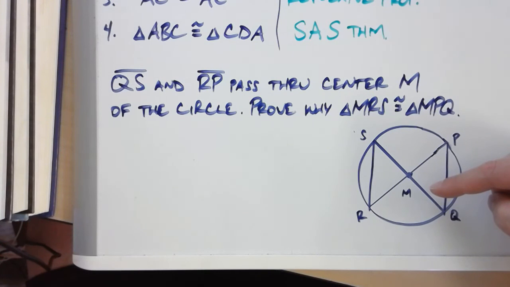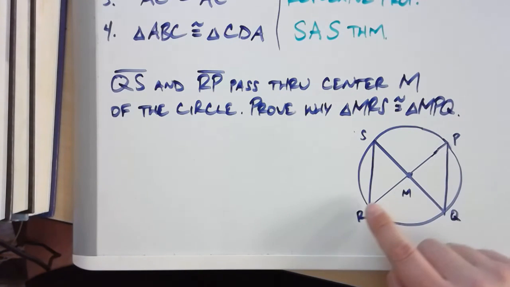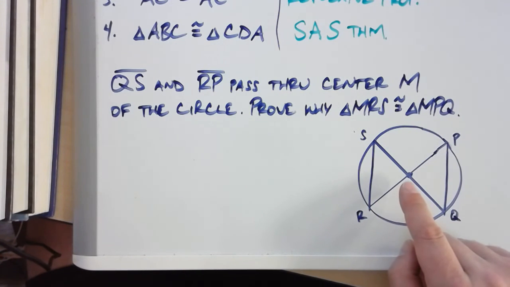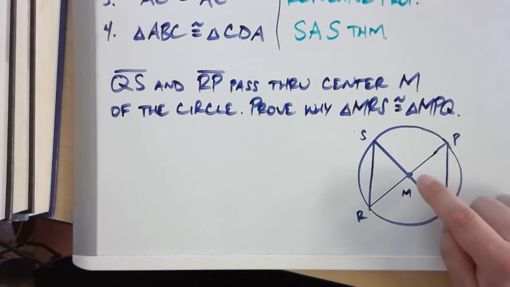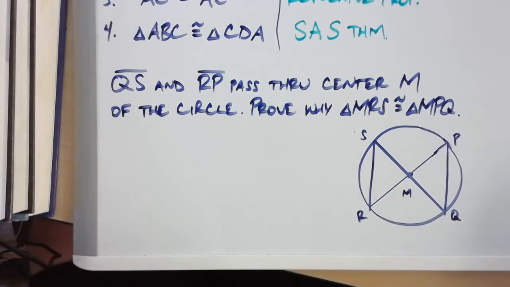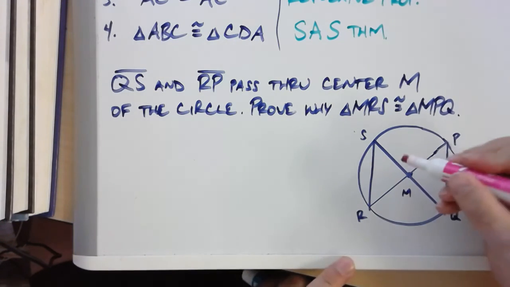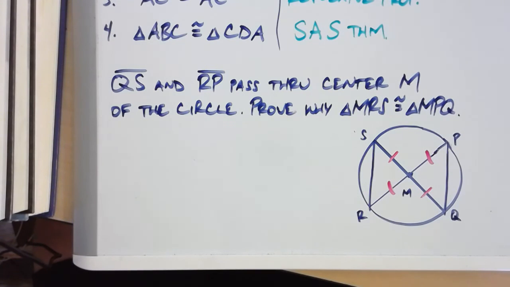It's what we call a diameter of this circle. QS is a diameter. RP is also a diameter. Why? Because it passes through the center M. Why does that matter? Because in a circle, the diameters have to be congruent to each other, but also the radii. Each radius from M to P, from M to S, from M to R, from M to Q, all have to be congruent to each other, meaning each of these sides has to be congruent to each other.